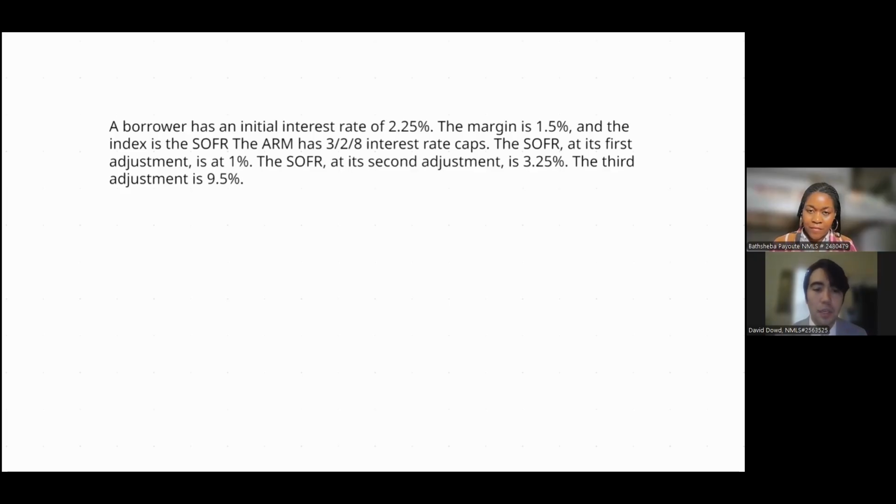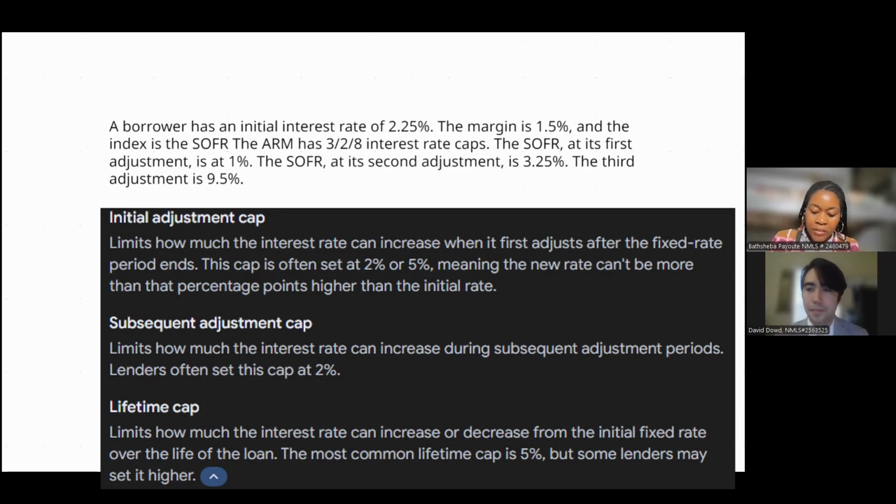So we are going to be talking about the solution to this. What are going to be the interest rates through these adjustments? That's essentially what we're trying to solve for. And before we go into that, we need to understand, what does it mean by 3-2-8? You see that, like, number, number, slash? What is that? This ARM has an interest rate cap of 3, 2, and 8.